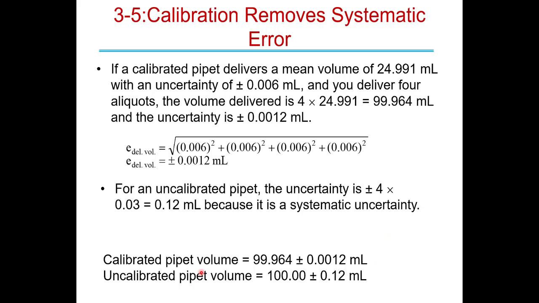So here's the calibrated pipette volume down here. So we know it to 12 or 1 in this last digit here, right? Whereas with the uncalibrated pipette, our uncertainty is in the tenths place rather than the thousandths place. So that's a great way to really increase your precision in a measurement.